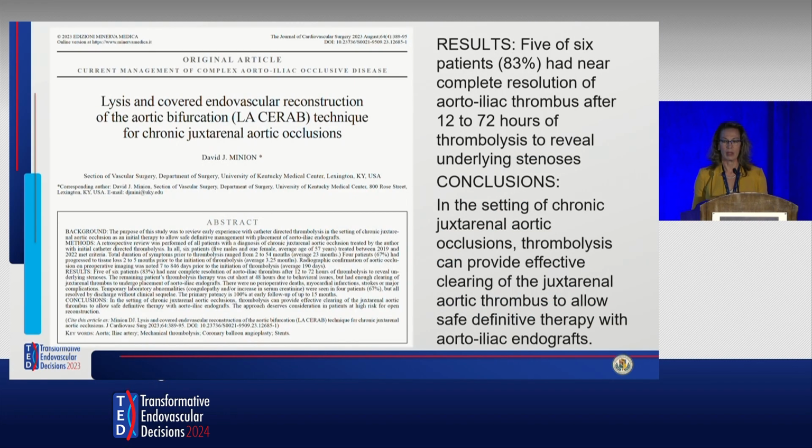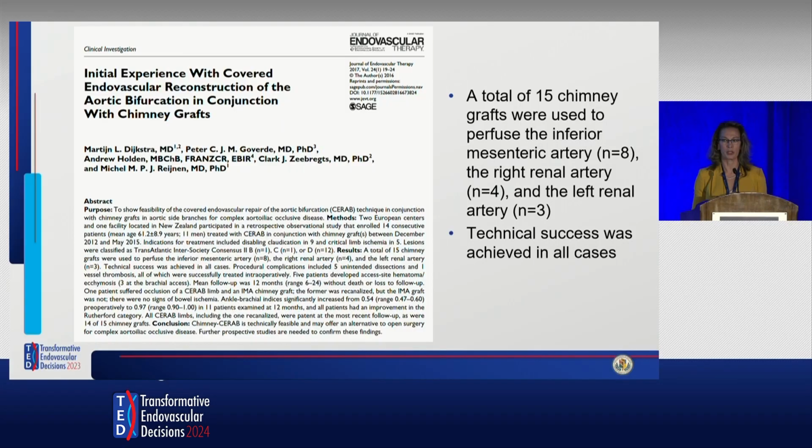And then Dave Minion published this nice article where he dealt with lesions that were juxtarenal, where he used thrombolysis for a day, from a brachial approach predominantly, and was able to show regression of the occlusion, therefore not obviating the need to manage the renal arteries in that situation. So that's one option. And then these investigators, again, Gerverdi's group, looked at juxtarenal problems, and they used chimney grafts in the renals and mesenterics and showed that in a very small group of patients, this is certainly feasible and effective.